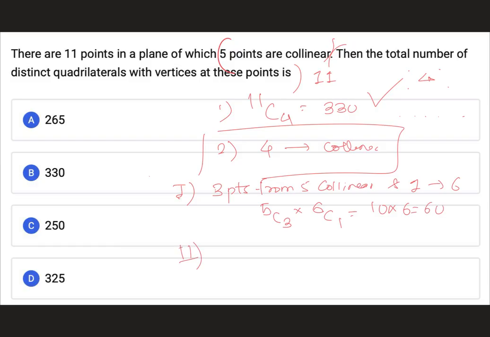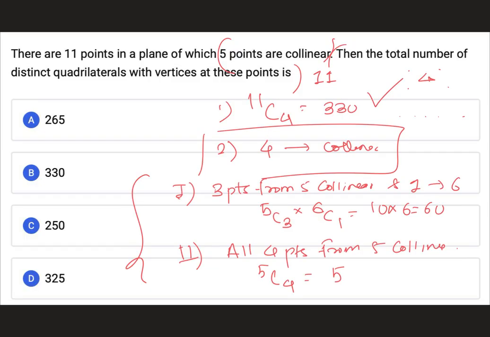We have to subtract both the cases, guys. The last case is all 4 points from the 5 collinear points. Correct? All 4 are from the 5 collinear points. Is this possible? No. Again, both the cases are not possible. So choosing 4 out of 5, how many is that? 5. So how will the total calculation be, guys? 330 minus 60 minus 5, and this will give you the answer, and that should be 265.